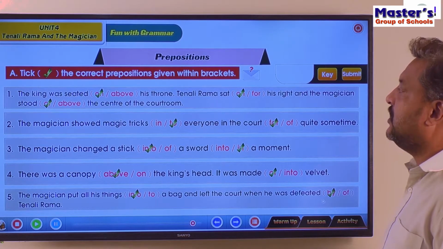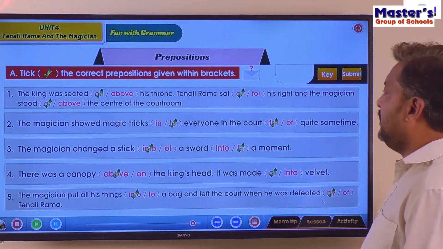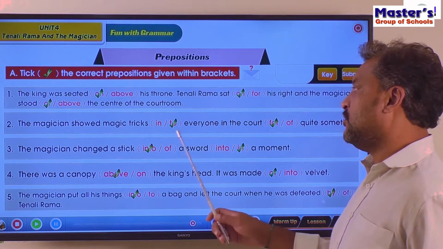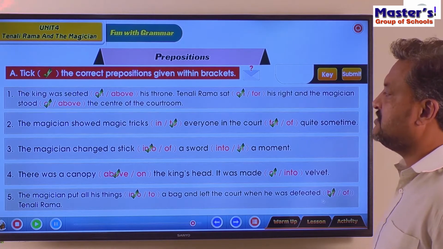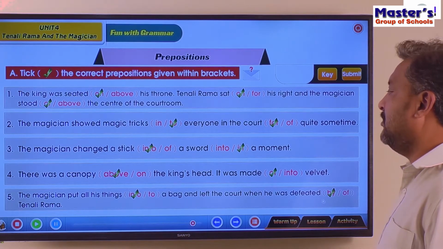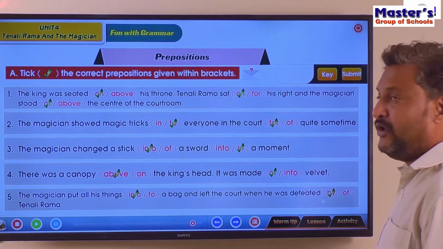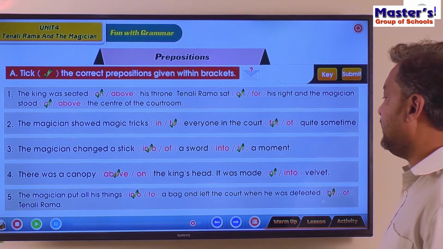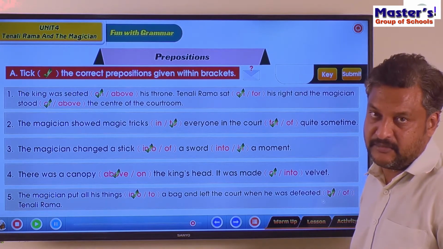The king was seated on his throne. Tenali Raman sat on his right and the magician stood at the center of the courtroom. The magician showed magic tricks to everyone in the court for quite some time. The magician changed the stick into a sword in a moment. There was a canopy above the king's head. It was made of velvet. The magician put all the things into a bag and left the courtroom when he was defeated by Tenali Raman.